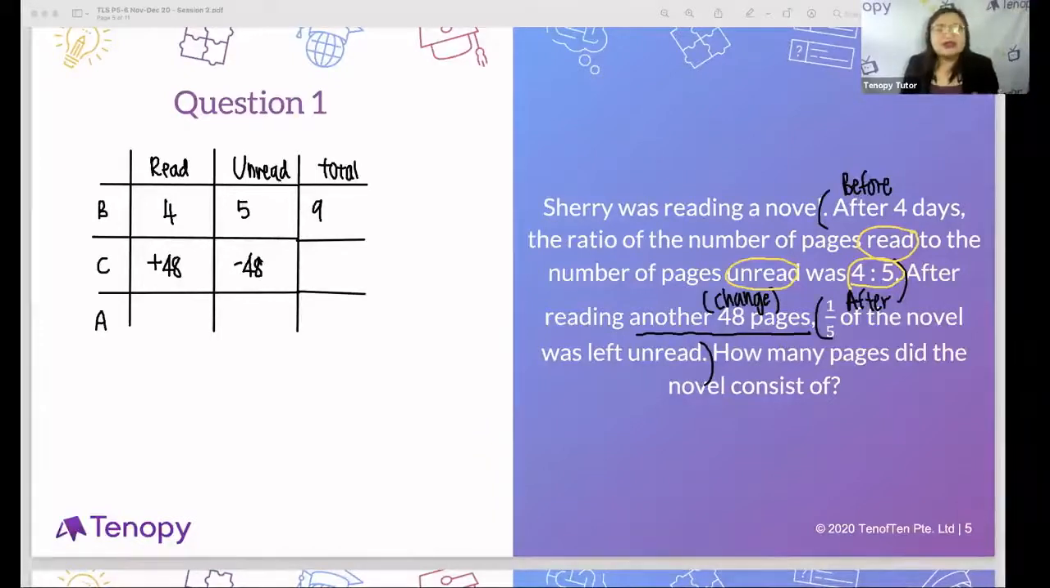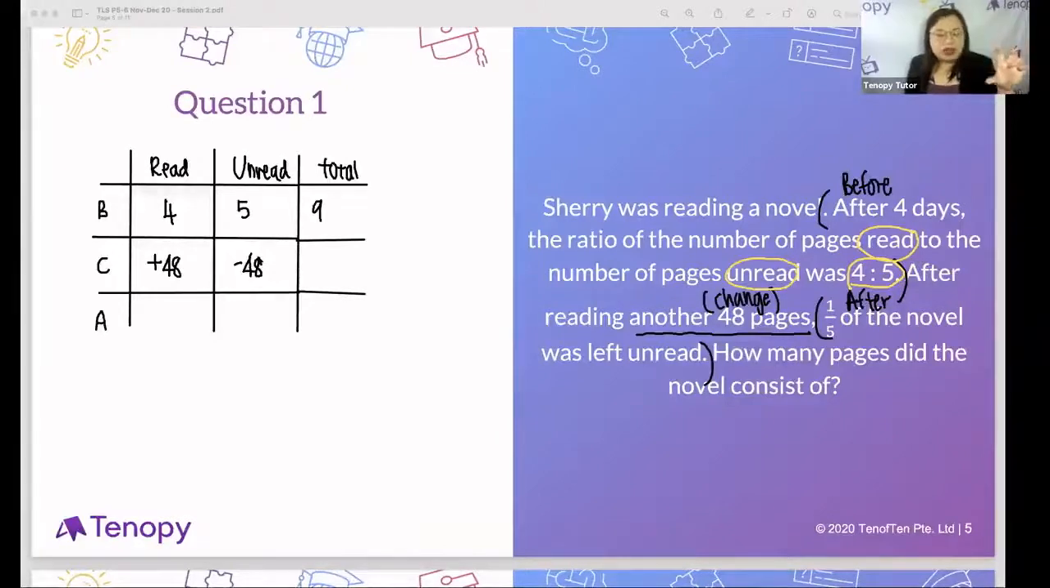And what happens after that? They say 1/5 of the novel was left unread. Now, can anyone help me with this? What does that mean by 1/5 of the novel was left unread? So if I'm going to put down as a unit, what should I put under read and what should I put under unread?